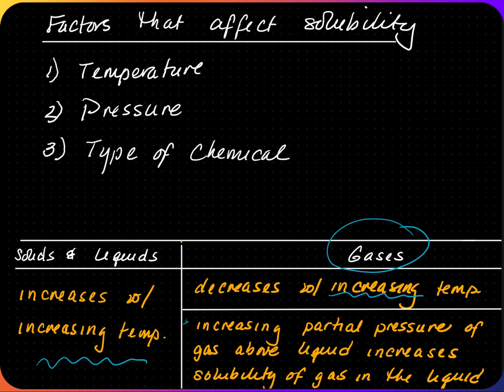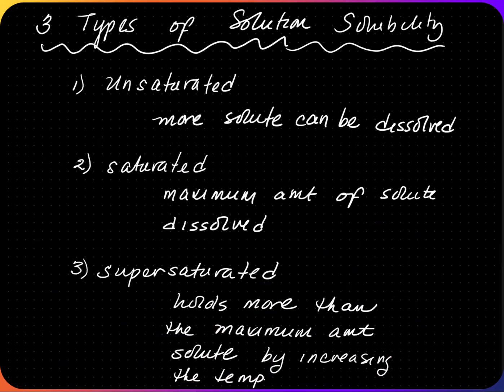Also, increasing the partial pressure of the gas above the liquid increases the solubility of the gas in the liquid. The three types of solution solubility are unsaturated, saturated, and supersaturated. Unsaturated means that more solute can be dissolved. So if I have a solution made up of water and salt, and I add another teaspoon of salt, it will dissolve. There will be no solid NaCl on the bottom of the beaker.